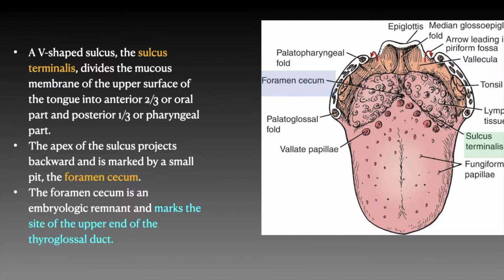A V-shaped sulcus called the sulcus terminalis, highlighted in green, divides the mucous membrane of the upper surface of the tongue into the anterior 2/3 or the oral part and the posterior 1/3 or the pharyngeal part. The apex of this sulcus projects backward and is marked by a small pit called the foramen cecum, which is an embryonic remnant and marks the site of the upper end of the thyroglossal duct.